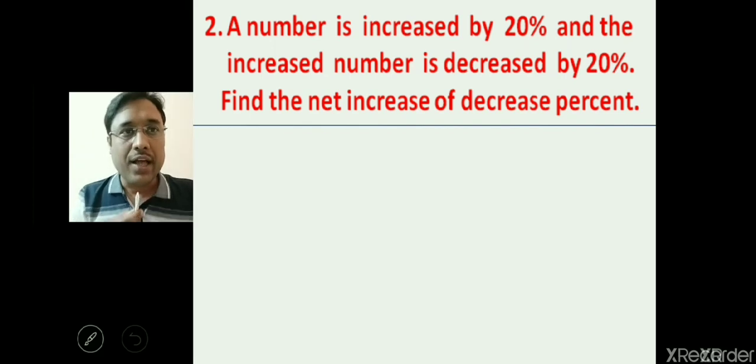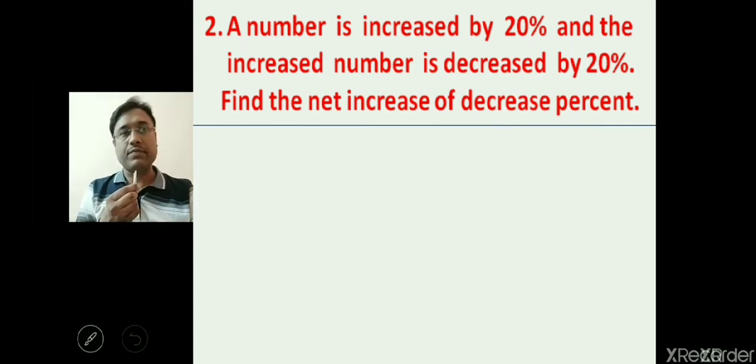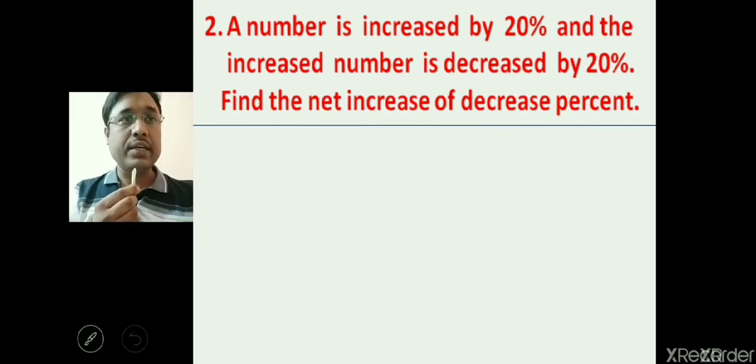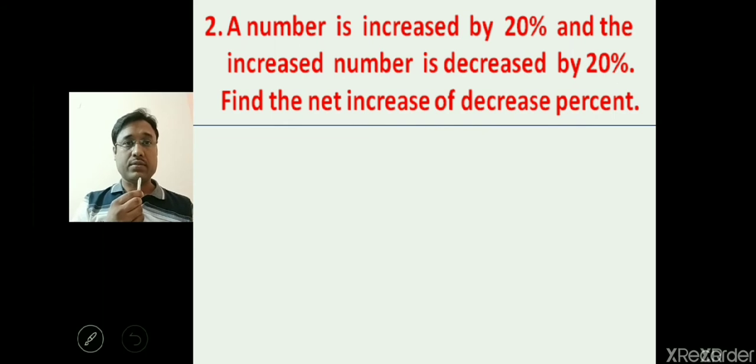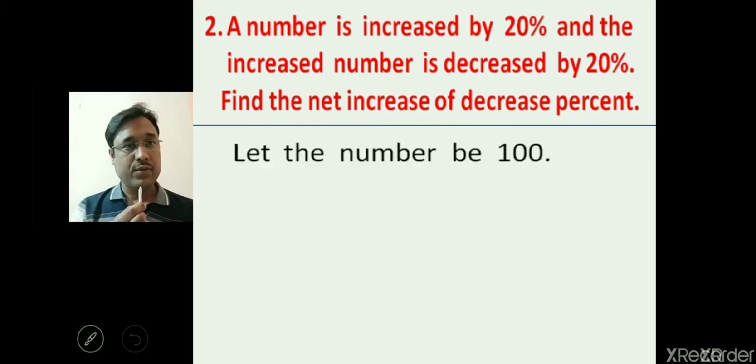A number is increased by 20% and the increased number is decreased by 20%. Find the net increase or decrease percent. So what you will do is write: let the number be 100. Now this 100 will first increase by 20%.